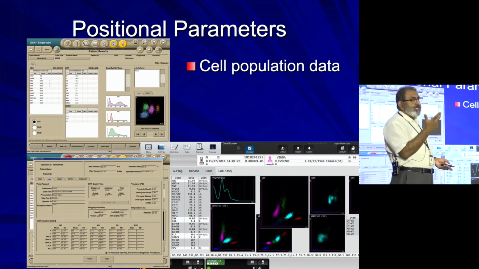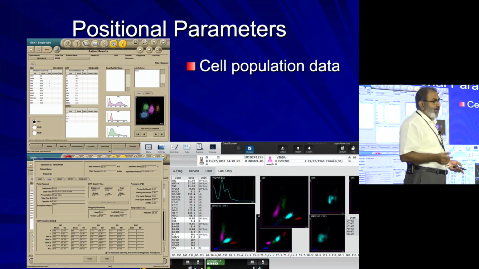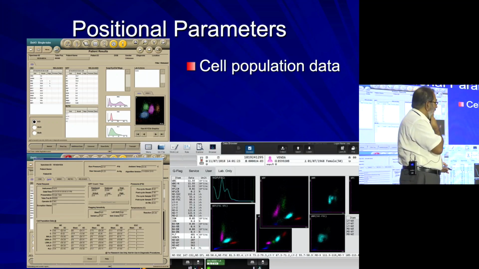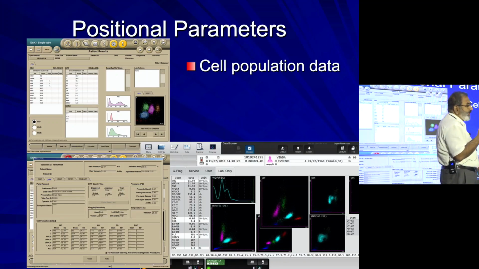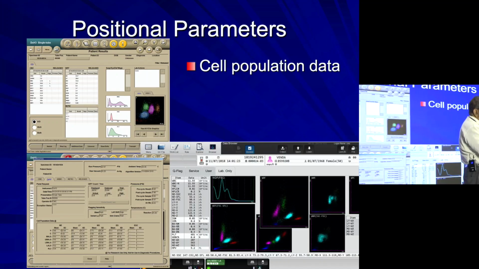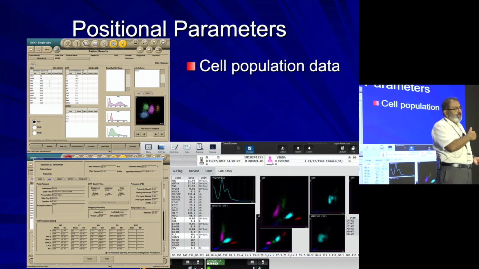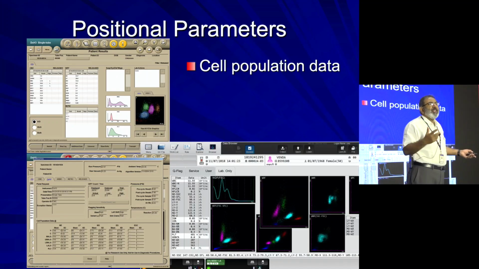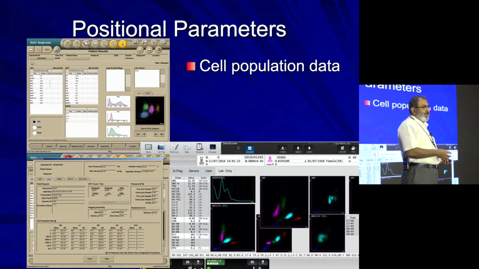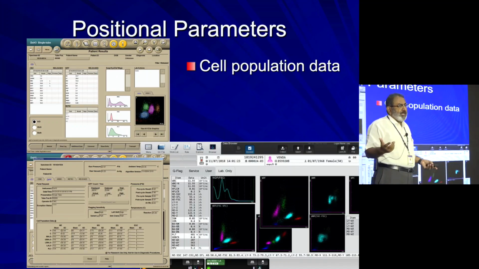Fortunately, some cell counters give you cell population data. I think there is a talk by Raymond today on cell population data. Only two cell counters I know give cell population data, from Sysmex and from Coulter. It's not difficult. If you have a scale, you can develop your own cell population data.